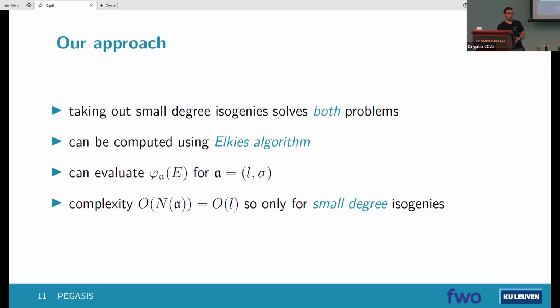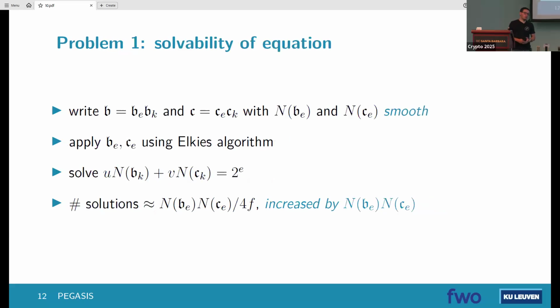Luckily, we can solve this problem by using some tricks regarding small degree isogenies. Now, for the setting we're working with, so for the specific shape of the prime, we cannot compute isogenies of small degree in the usual way, but luckily there is an algorithm due to Elkies that allows us to do it still efficiently. And this algorithm also has a complexity that is linear in the degree. So we can only do it for small degree isogenies. But as I mentioned, this will be enough to solve all our problems. So the first problem was the solvability of the norm equation.